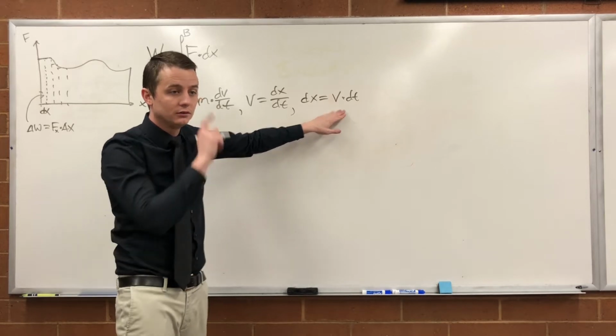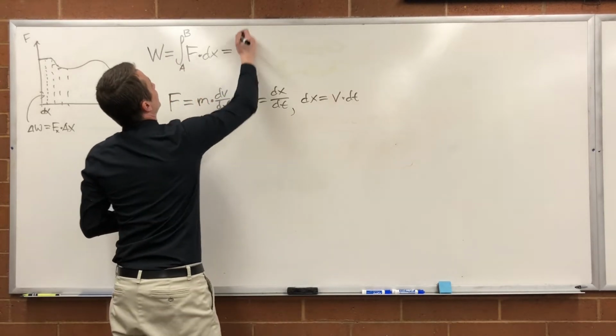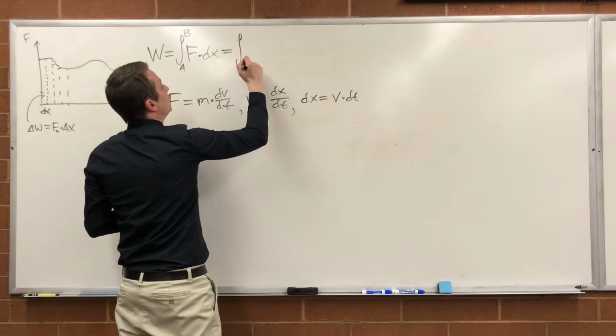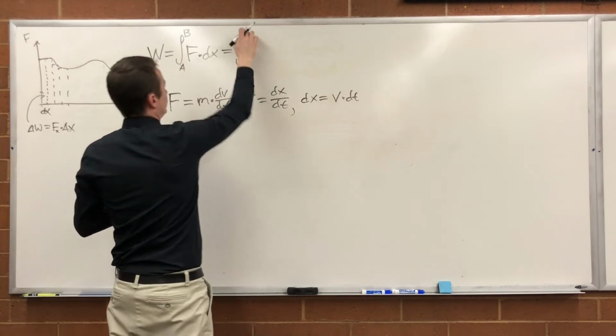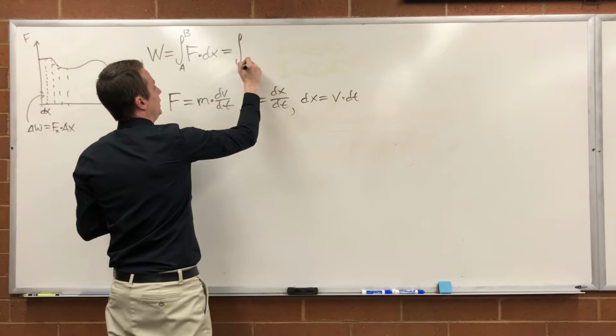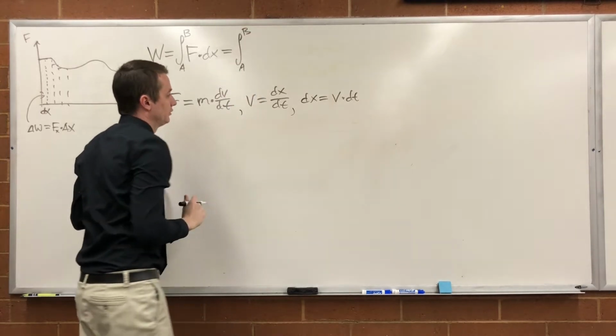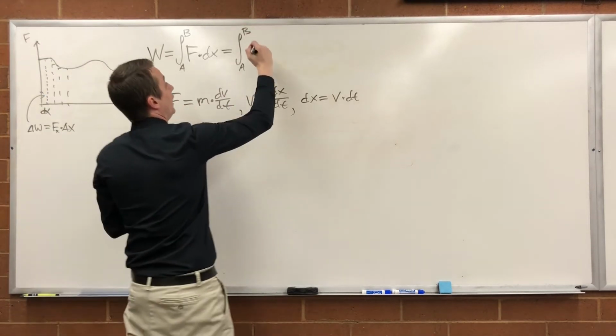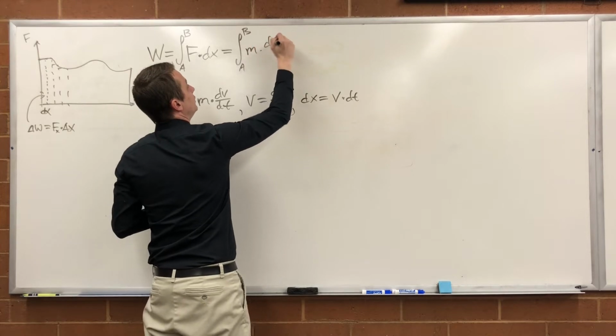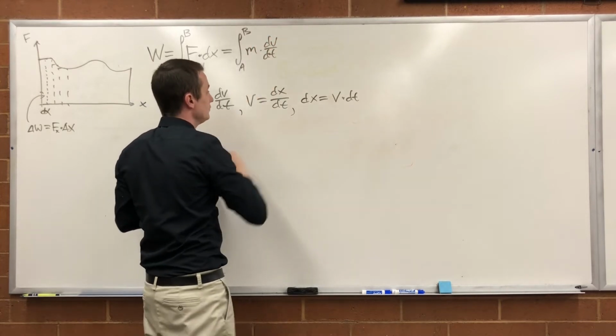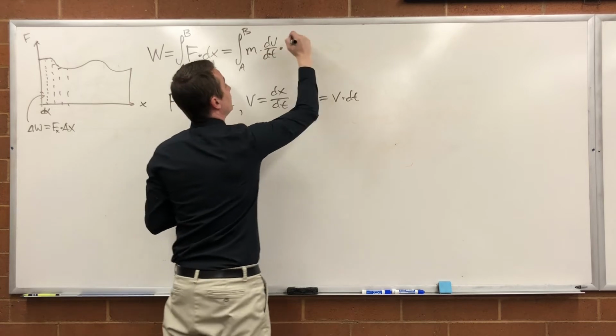Do the dts get rid of each other then? Exactly. So this is equal to the integral from, we'll keep it a to b. We'll change the bounds in the next one, and you'll see why. Now we have m times dv dt times dx.